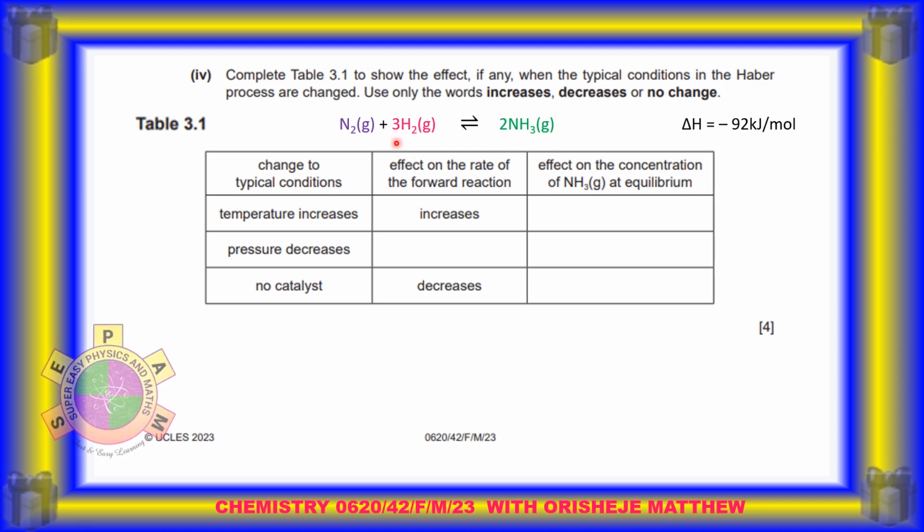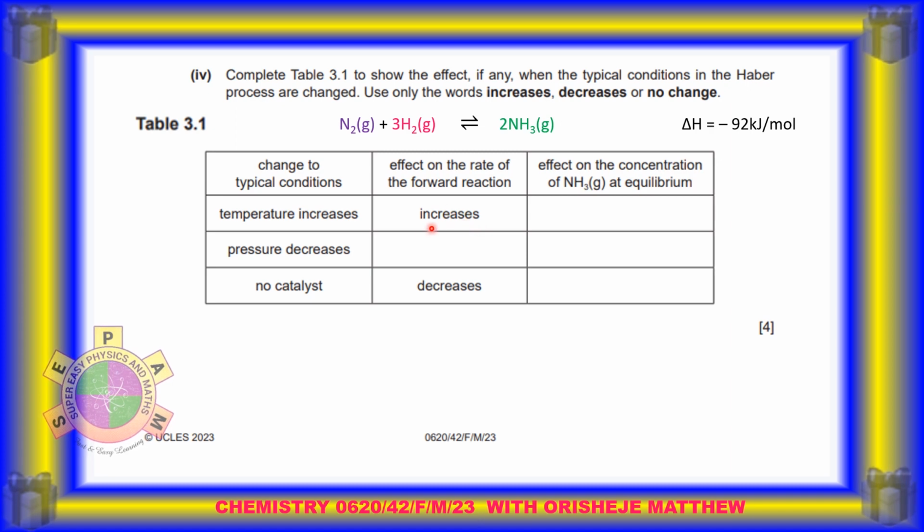Now the forward reaction is exothermic. That means the energy of this is less than the energy of this. Now, what is the effect of temperature increase? If you increase the temperature, the rate of reaction on the forward reaction increases.